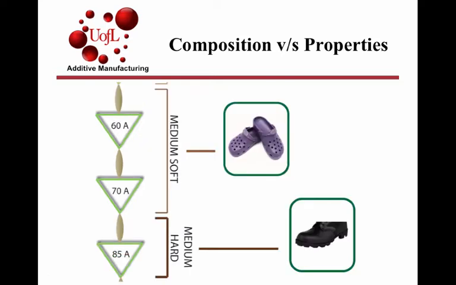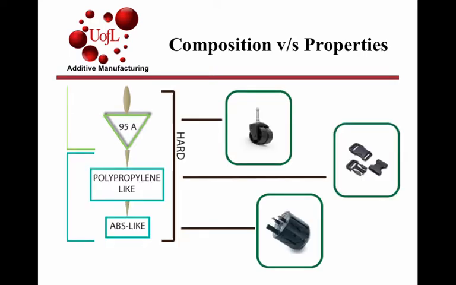And as you keep increasing more of the rigid monomer, you begin to access a different property space and then correspondingly a much different application space till the point where you get to very hard systems that are almost like ABS or polypropylene that can be accessible through reactive polymer materials. Belt buckles, wheels for luggages, electrical insulation sockets.